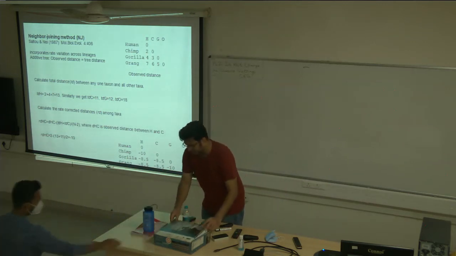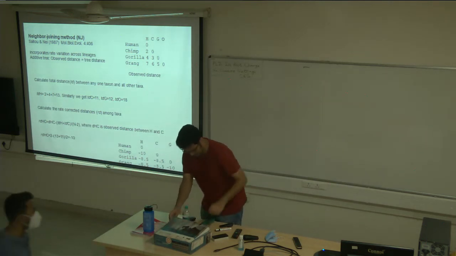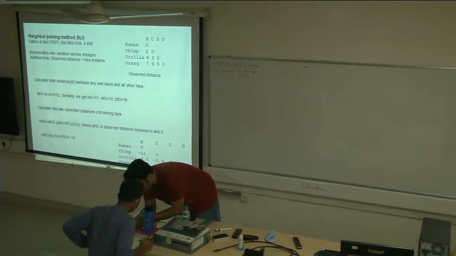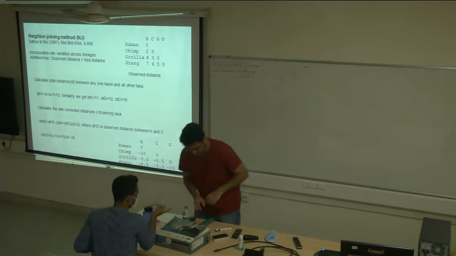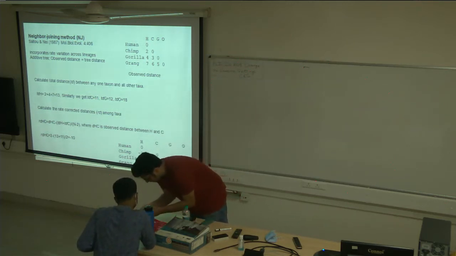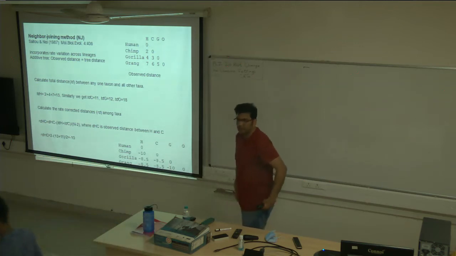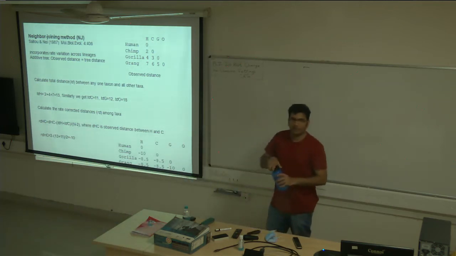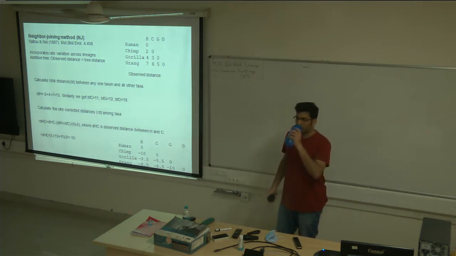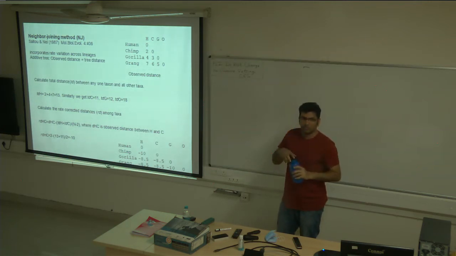But the important point there is that rate correction. It's actually taking the actual observed distance and correcting it with total distance for each of those 2 species. So that's the major difference here. So if you are going to use distance-based tree building methods, use neighbor joining. Neighbor joining is safe. I mean, it's still not as good as some of the other methods, but it's far superior to UPGMA.